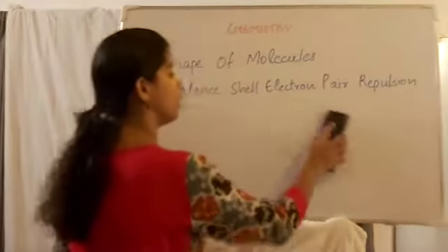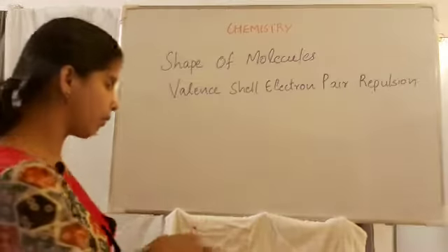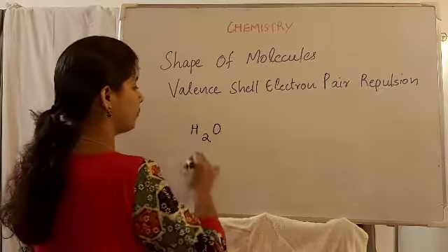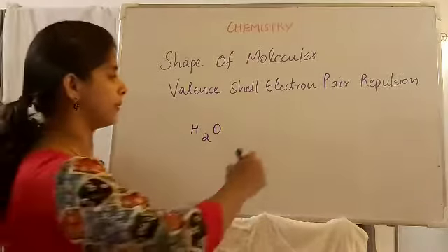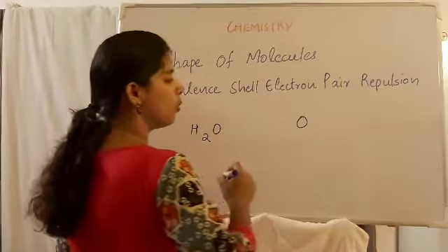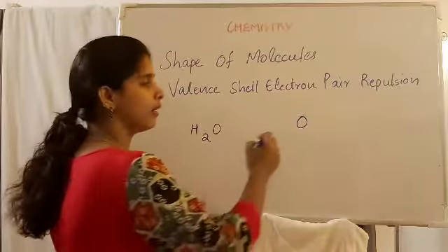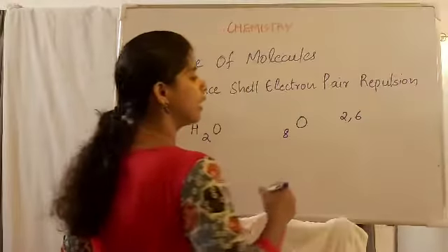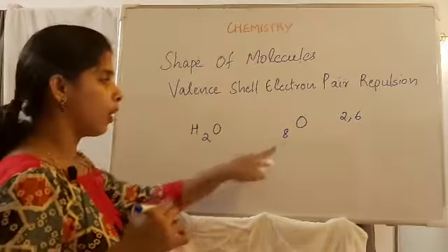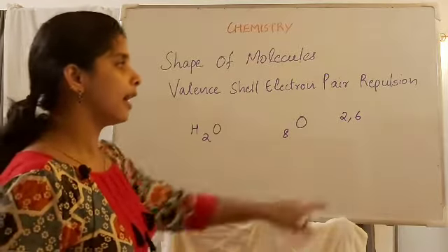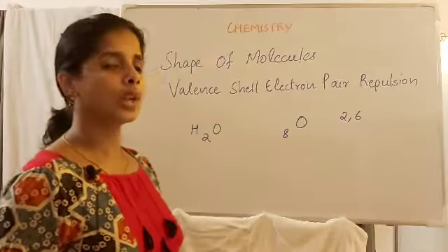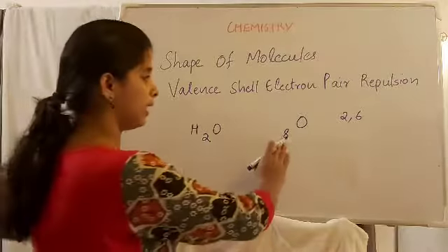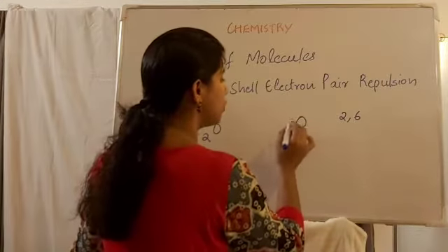Consider the water molecule, H2O. Here oxygen is the central atom. What is the atomic number of oxygen? The atomic number of oxygen is 8, and 2, 6 is its shell-wise electronic configuration.